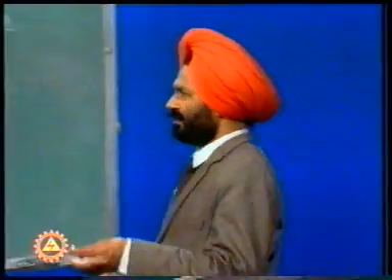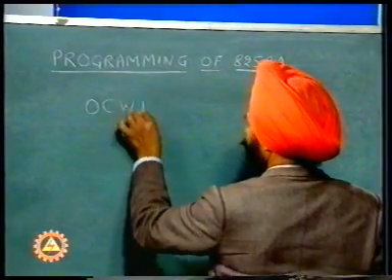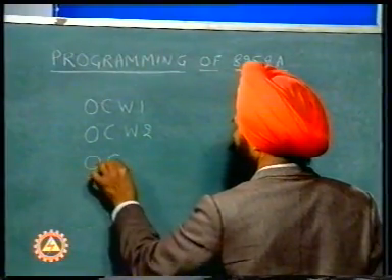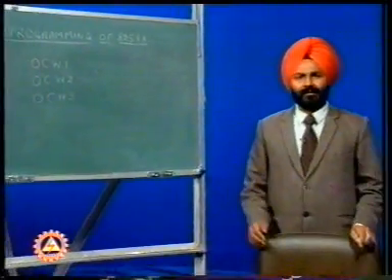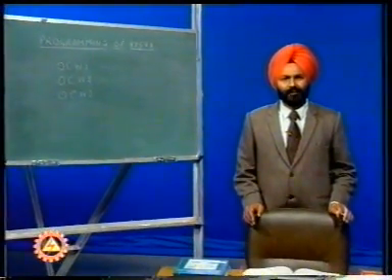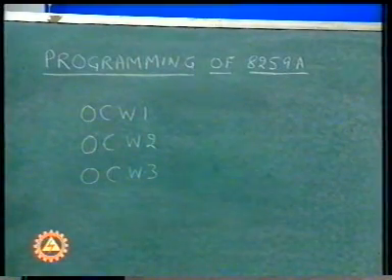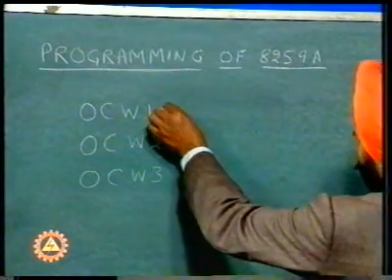In order to change the default conditions of the controller, operational command words are used. In all, there are 3 operational command words used in the controller: OCW1, OCW2 and OCW3. Now, OCW1 is used to mask and unmask the interrupts of the controller. Let us see the details of operational command word 1.